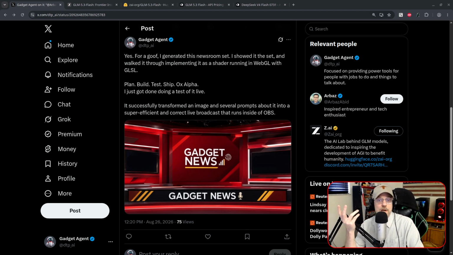Right, so now we know. Aux Alpha was GLM 5.3 Flash. I've been playing around with it for a couple of days. It's a multimodal model now, so it's got vision. It's able to see. It can also process video and audio.